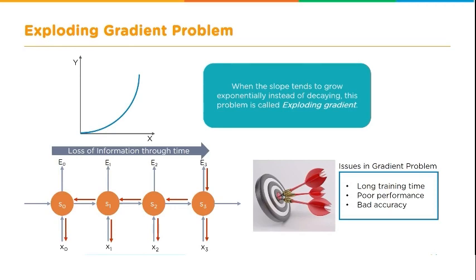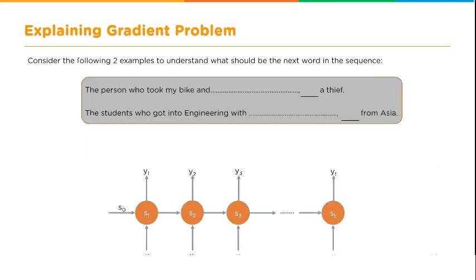Exploding gradient problem. Oh, this is one that runs into everybody. When you're working with this particular neural network, when the slope tends to grow exponentially instead of decaying, this problem is called exploding gradient. Issues in gradient problem: long training time, poor performance, bad accuracy. And I'll add one more in there. Your computer, if you're on a lower end computer testing out a model, will lock up and give you the memory error.